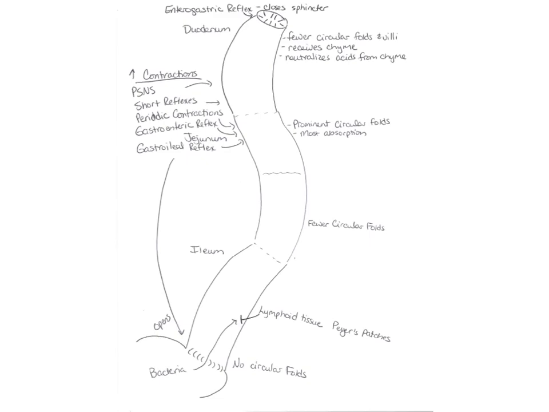Okay, so in this video, we're going to talk about the small intestine, the large intestine, and chemical digestion. So first, we're going to talk about the small intestine. The small intestine is the area where most of the chemical digestion and absorption of nutrients occurs.